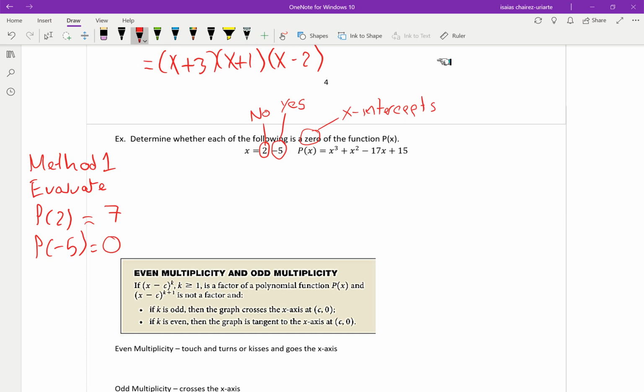Okay, so that's method 1. That's the easiest scenario just to evaluate. Let me talk about method 2. Method 2 is a little bit more cumbersome, but if you are comfortable with this method 2, then it helps you with factoring polynomials that are of degree higher than 2, like a polynomial of degree 5. If you can do long division, then you are able to factor. So I'm going to use long division.